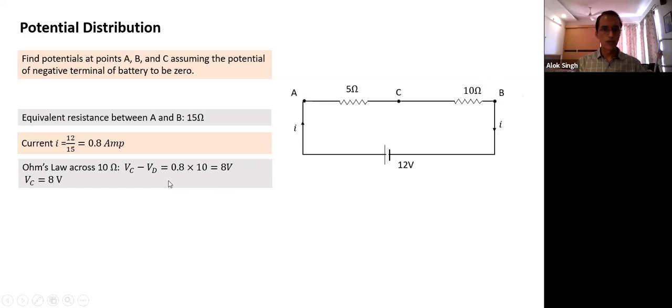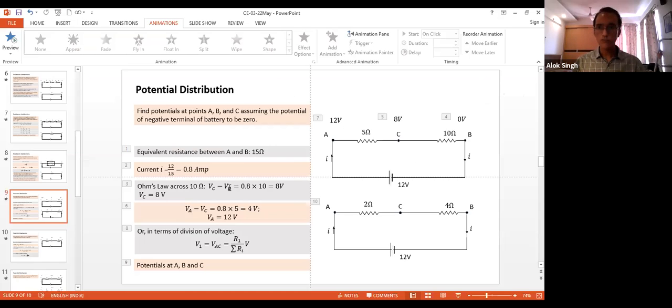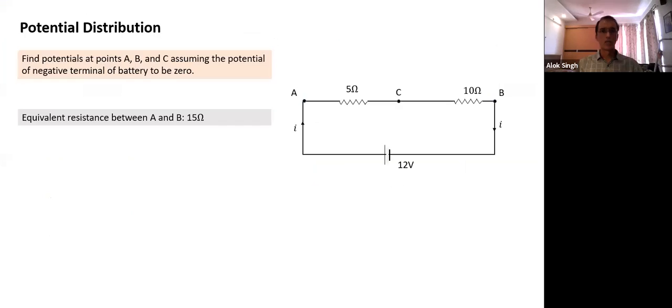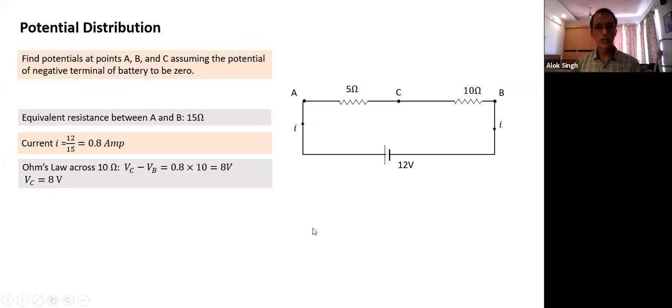Sorry, it should not be VC minus VD this time. It should be VC minus VB. So this gives you the value: VC minus VB is 8 volts. Since VB is 0, VC becomes equal to 8 volts. So I have found the potential at this point.